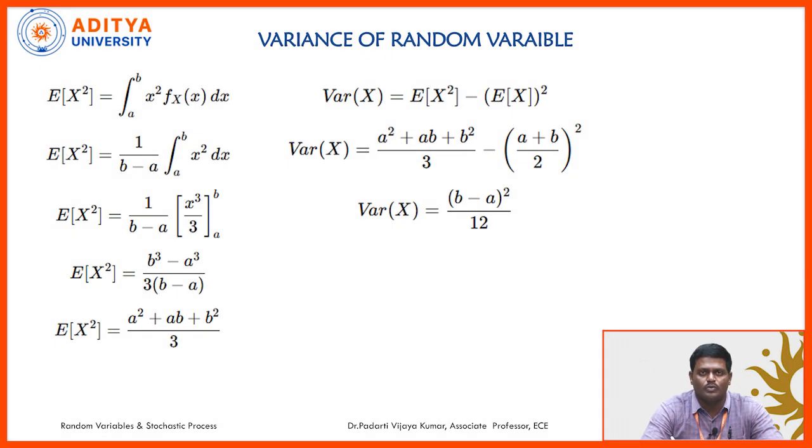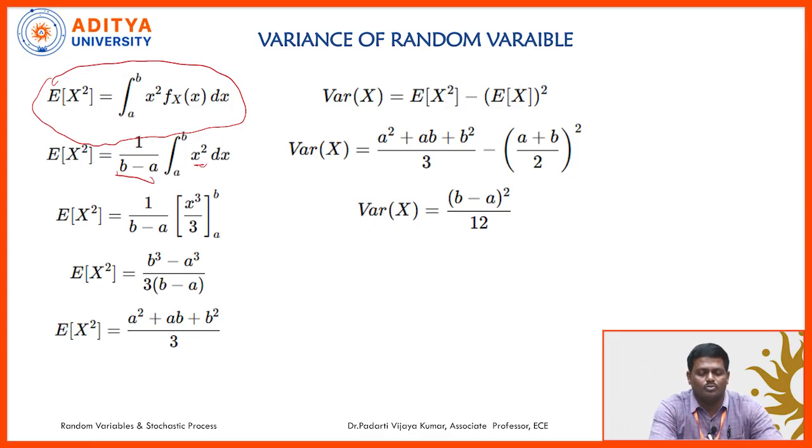In order to compute the variance, first we need to compute the mean square value, which is nothing but e of x square. Since the function is defined from a to b, x square fx of x will be 1 by b minus a. I am keeping that outside, and the integration of x square is x cube by 3.